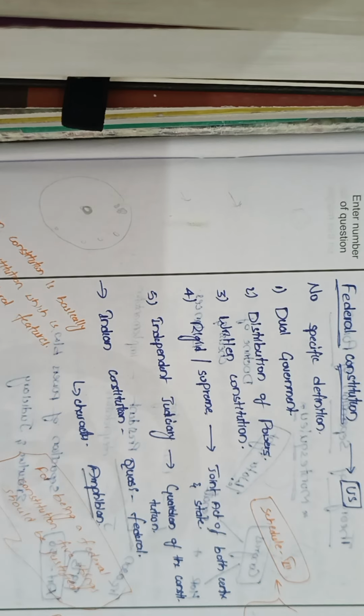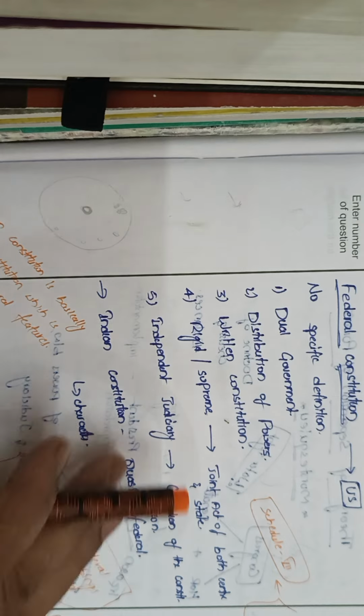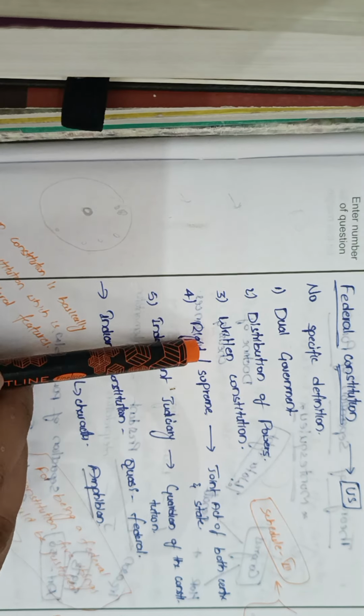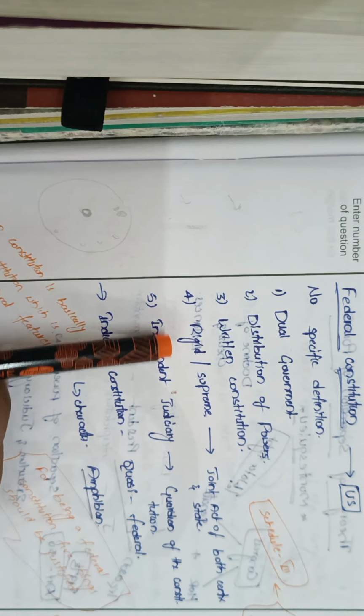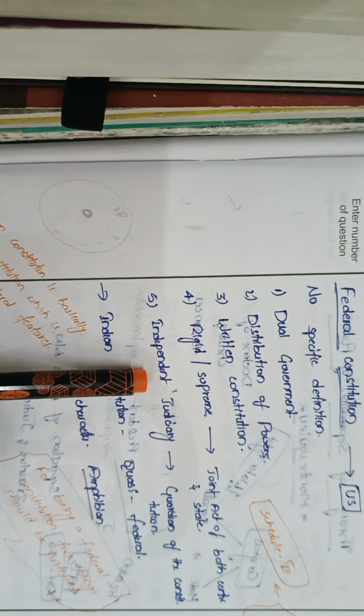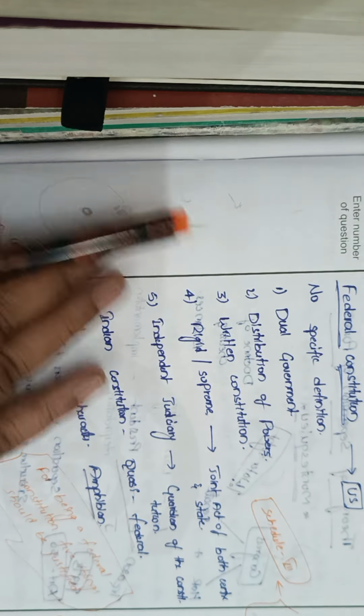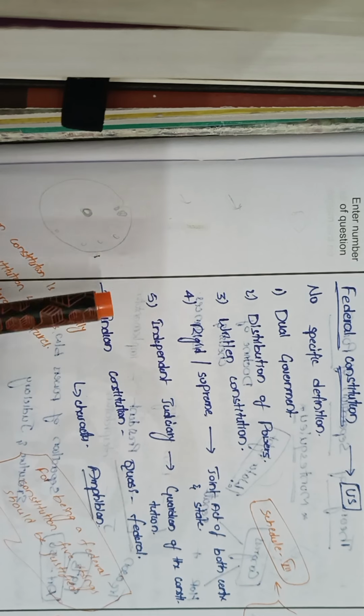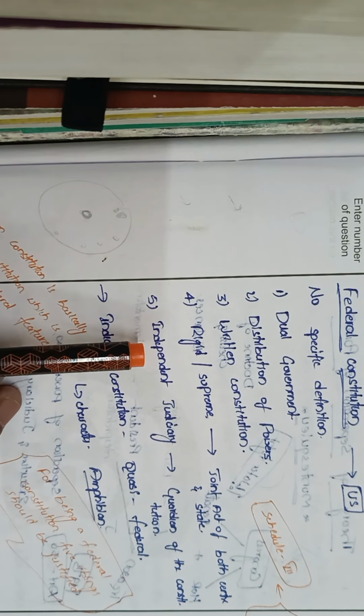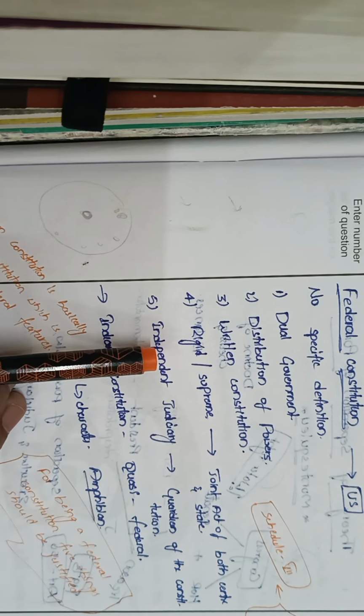So what are the characteristics of a federal constitution? There are 5 characteristics. First is dual government, second is distribution of powers, third is written constitution, fourth is rigid or supreme, and finally independent judiciary.